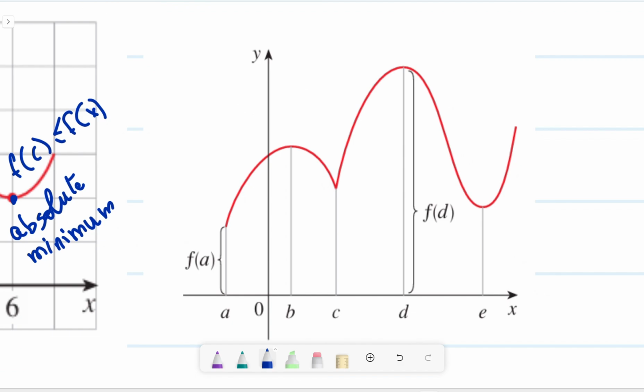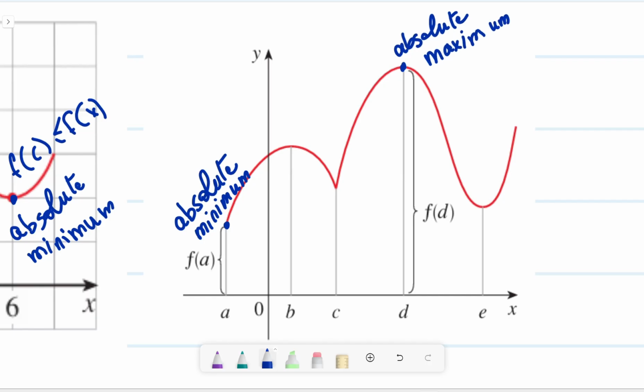So let's look at this graph. We will start by identifying the absolute minimum and the absolute maximum, and then we will choose some intervals in order to identify either the local minimum or the local maximum. So first, let's start with the absolute minimum. The lowest point on the graph is at x equals a, so this is what we call the absolute minimum. And the highest point on the graph is when x equals d, so this is the absolute maximum.